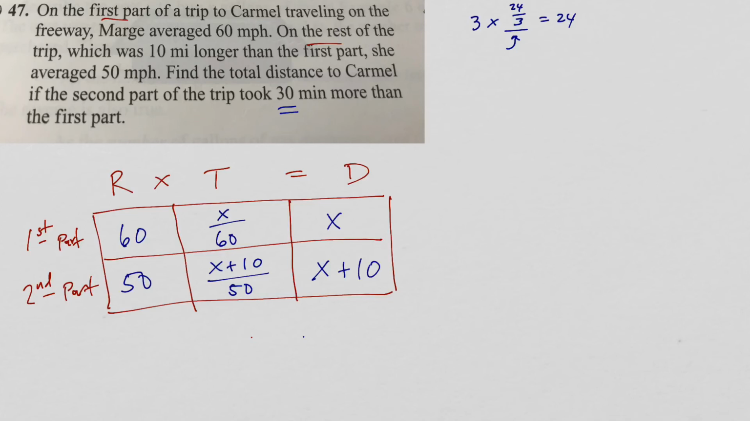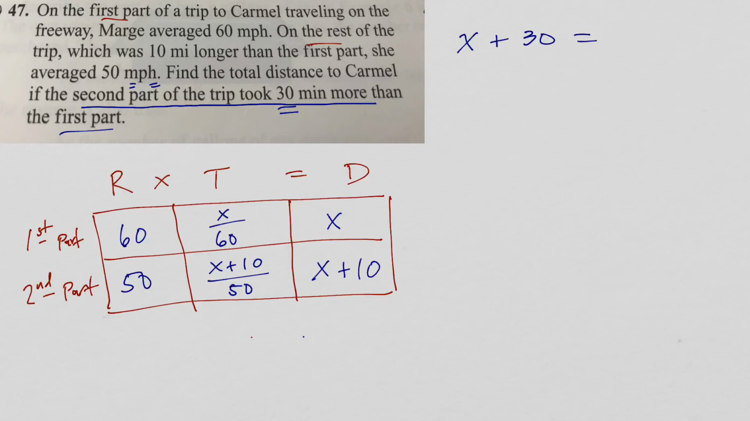Okay, so now it said, let's make sense of the equation. It says, find the total distance to Carmel if the second part of the trip took 30 minutes more than the first part. In other words, if the second part was 30 minutes more, that means that if we added 30 minutes to the first part, they're going to be the same. So if we take the first part, x, and we add 30 minutes. Now be careful, don't do this. Because since these are in miles per hour, our time unit is in hours. So this 30 would now represent 30 hours.